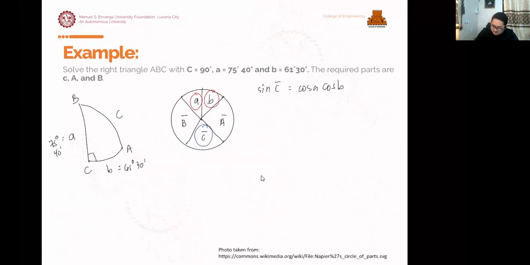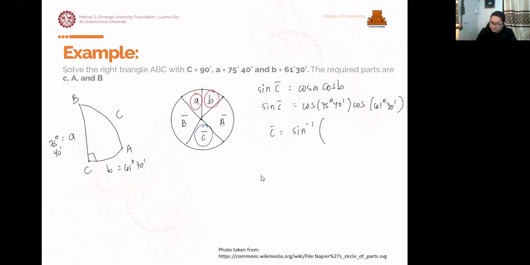So, substitute. We have sine bar C is equal to cosine of A, which is 75 degrees, 40 minutes, then cosine of B is 61 degrees, 30 minutes. So, just perform this on your calculator. Double check your calculator. It should be in degrees before solving, because the value may be wrong if it is in radians.